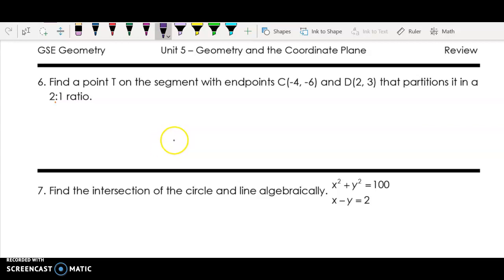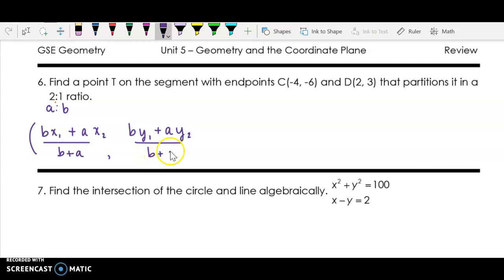This is the back of the page of our coordinate plane review. In number 6, we're going to find point T on the line segment CD that partitions it into a 2-to-1 ratio. So our ratio A to B is 2-to-1, and we'll use the partitioning formula, which is B times x1 plus A times x2 over B plus A. That gives us the x-coordinate of the point that we're looking for. And then B times y1 plus A times y2 over B plus A.